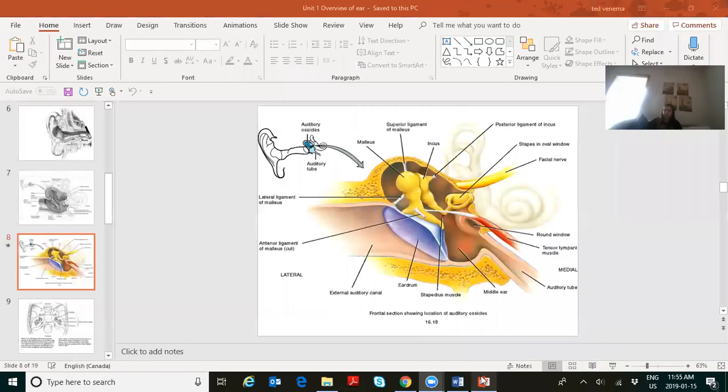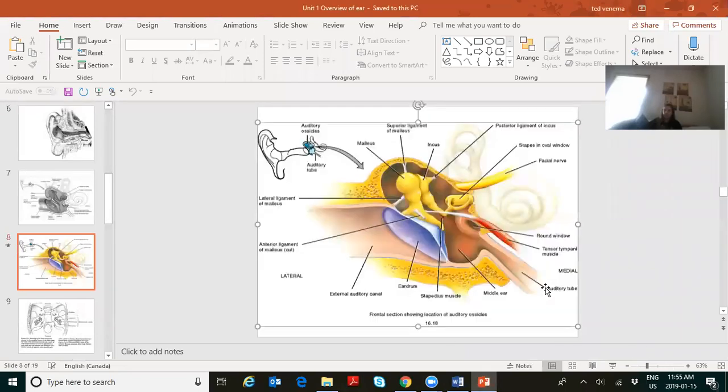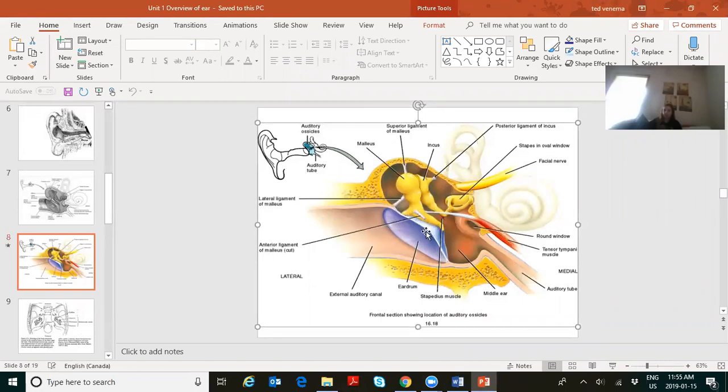Here, I'll show you. Let's share screen, and look at PowerPoint. So it changes sound waves into mechanical piston-like energy. The sound waves hit the drum, and then these bones go back and forth. Boom, boom, boom, boom. And that's what I mean by transducing sound waves into mechanical energy.